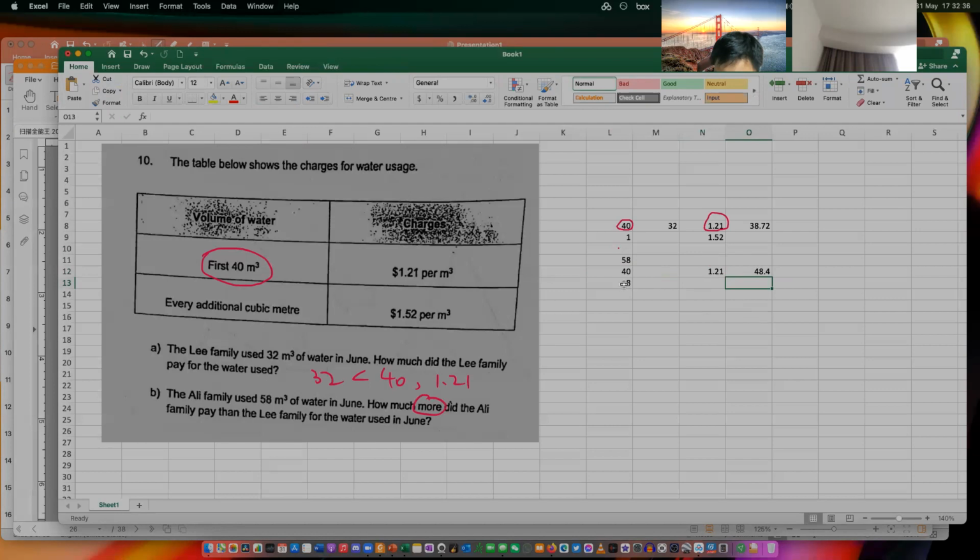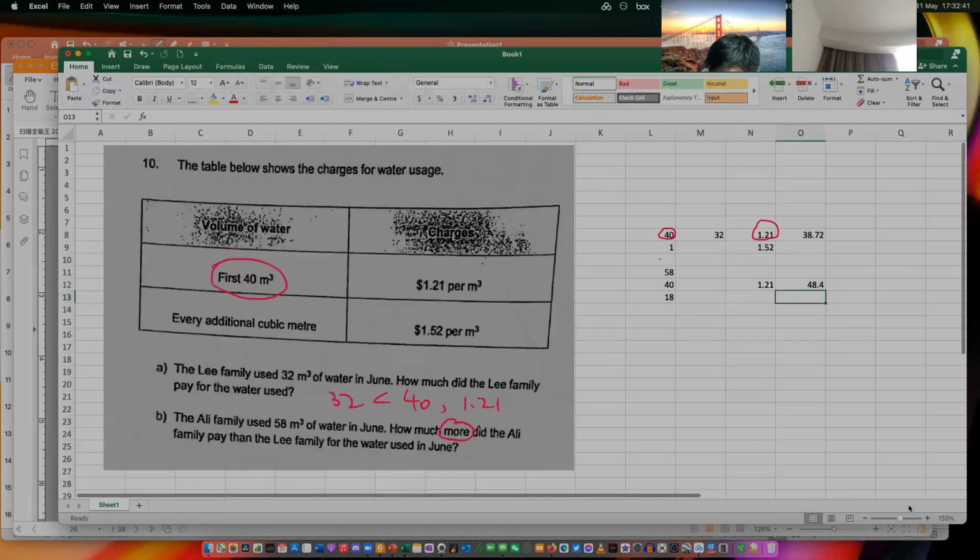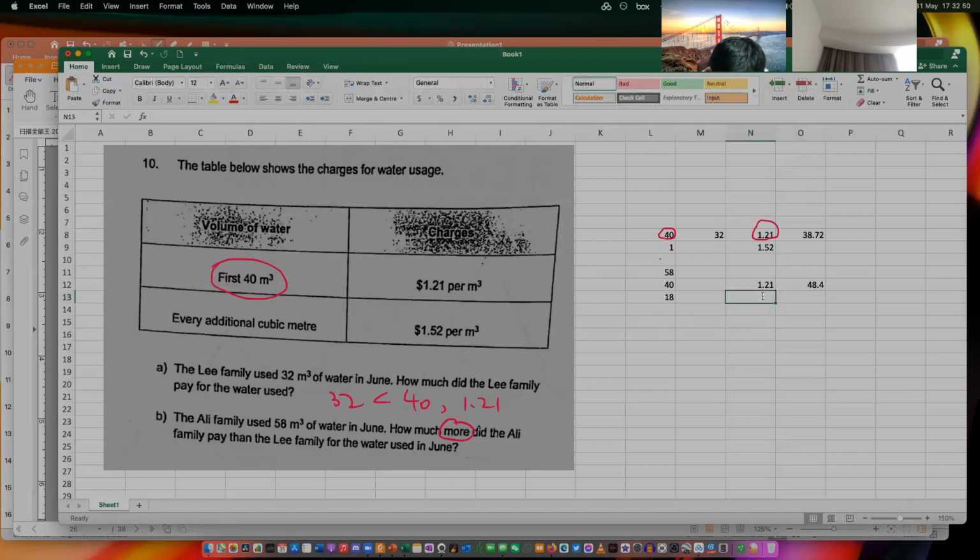And then the Ali family has 18 left to get charged. For the remaining 18, the Ali family gets charged 1.52 per meter cube. So 1.52 here. What do you get? Then after that, you add these two up. So the Ali family should pay 75.76 for the 58 meter cube usage.